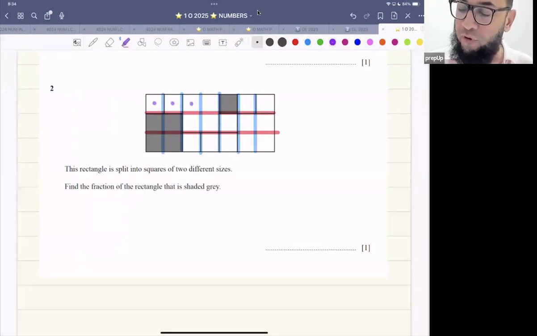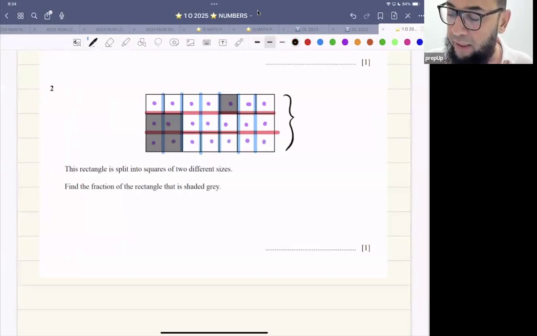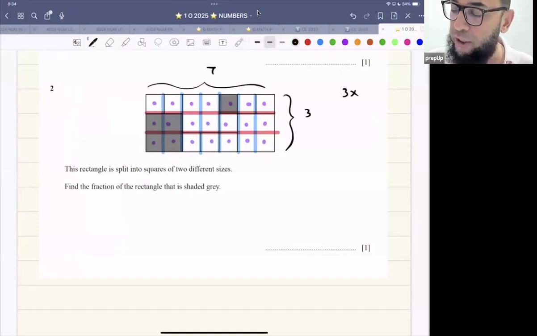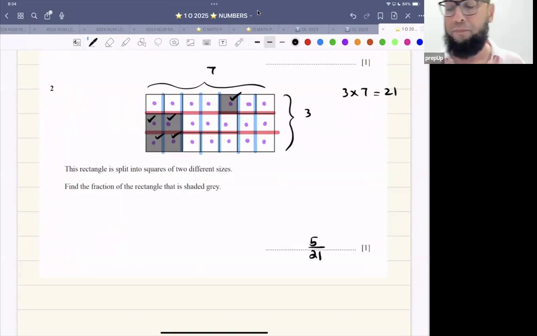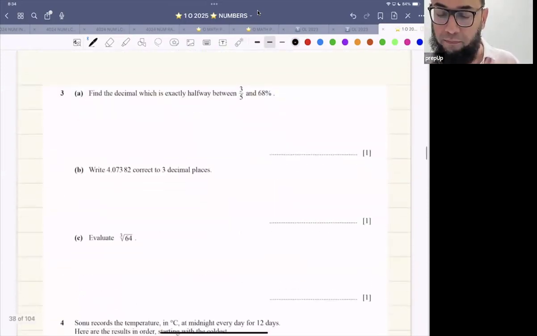1, 2, 3, 4, 5, 6, 7, 8, 9, 10, 11, 12, 13, 14, 15, 16, 17, 18, 19, 20, 21. This is basically a 3 by 7. So 3 into 7, that is 21 small squares. Out of which 1, 2, 3, 4, 5 are shaded. So the fraction that is shaded gray is 5 over 21. All good?